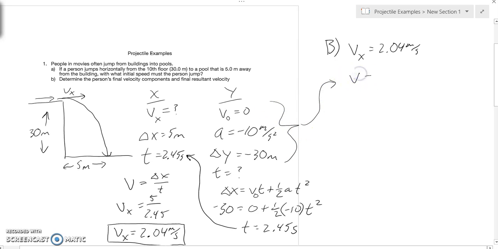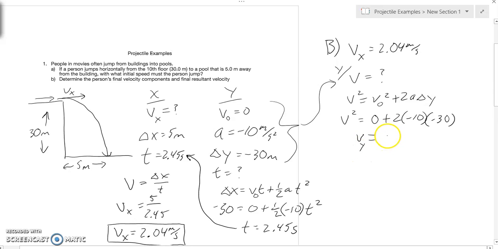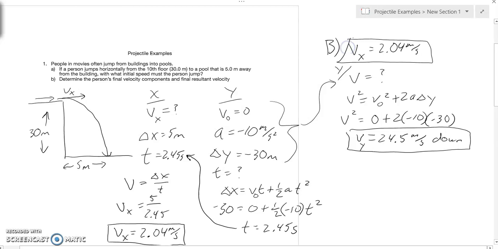In the y direction, okay, I'm going to use the same information right here, but now we're going to look for the final velocity in the y direction. Okay, I'll label this y. Given that information, we can use v squared equals v naught squared plus 2a delta y in this case. We're looking for the final velocity. Initial velocity is 0, 2 times negative 10 times negative 30. So we get our final velocity in the y direction of 24.5 meters per second down. Okay, so that's our y, and there's our x.